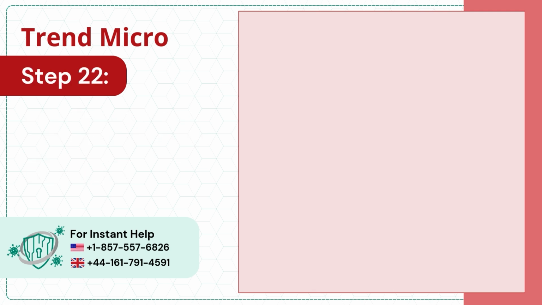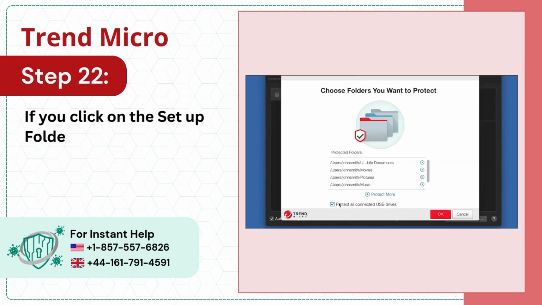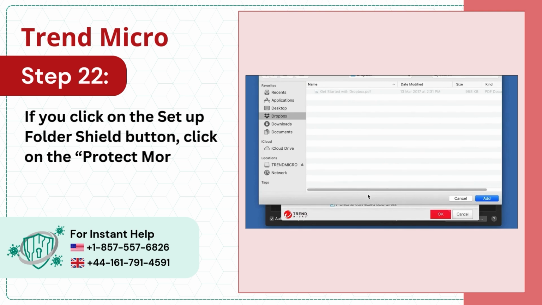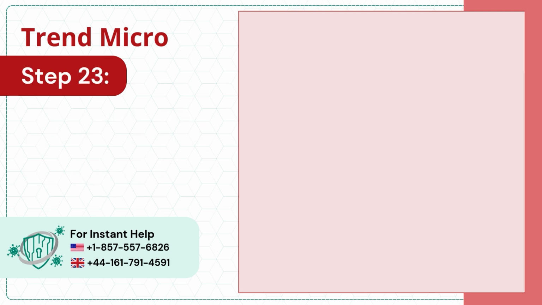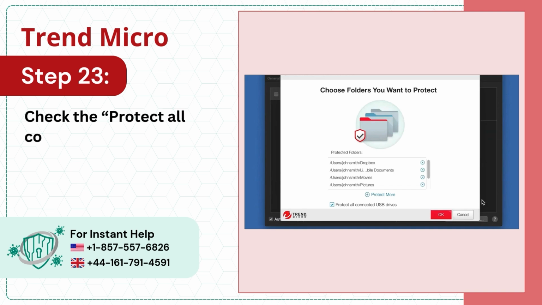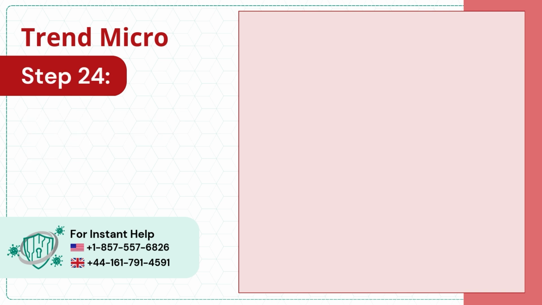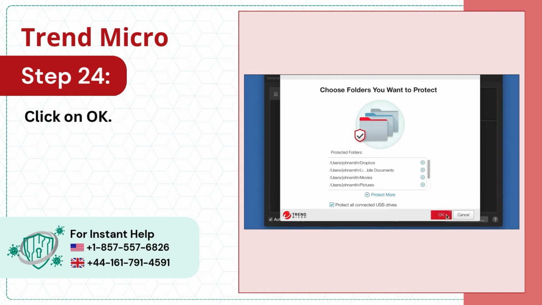Step 22. If you click on the Setup Folder Shield button, click on the Protect More Add icon to add folders. Step 23. Check the Protect All Connected USB Drivers box. Step 24. Click on OK.